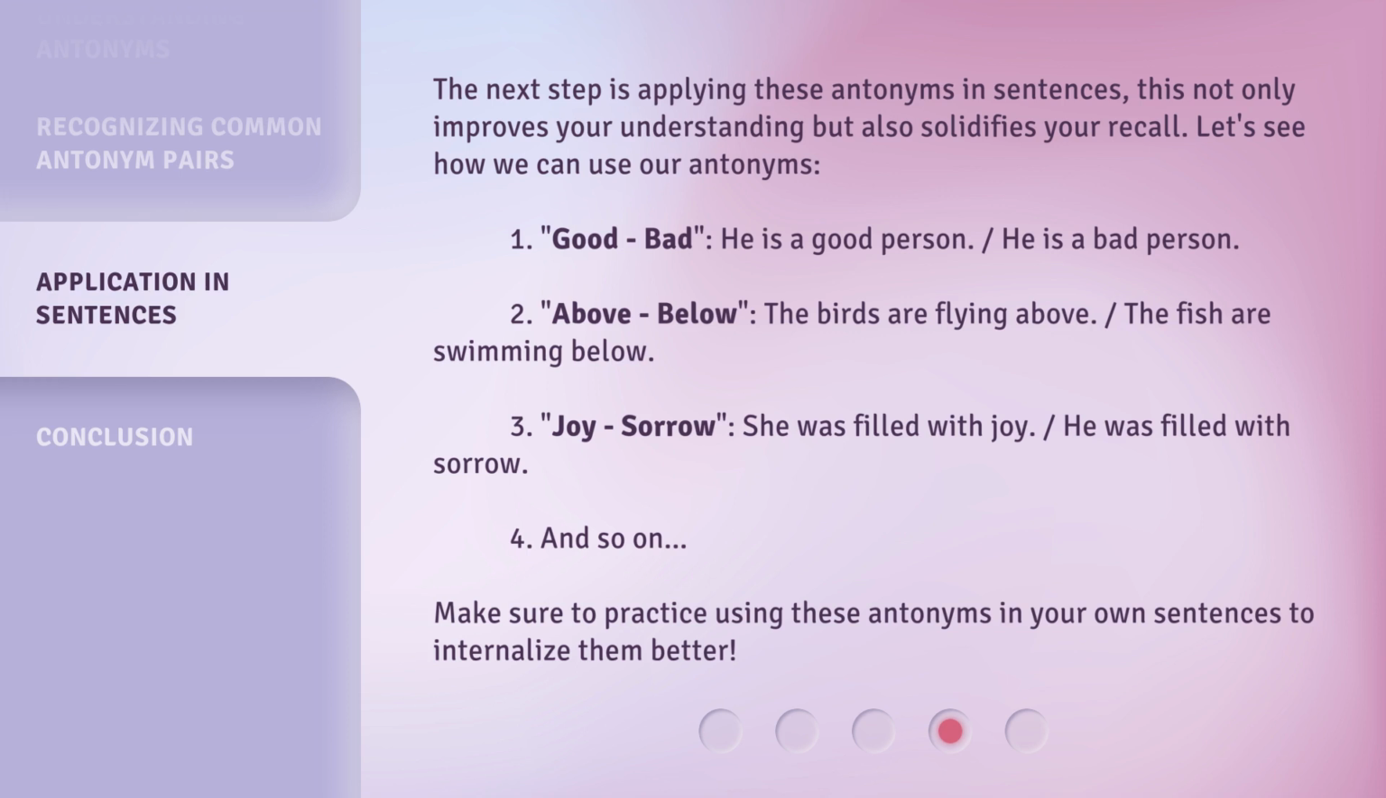2. Above, below. The birds are flying above. The fish are swimming below. 3. Joy, sorrow. She was filled with joy. He was filled with sorrow. 4. And so on. Make sure to practice using these antonyms in your own sentences to internalize them better.